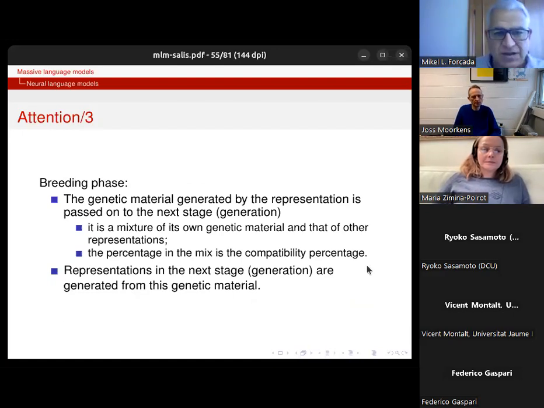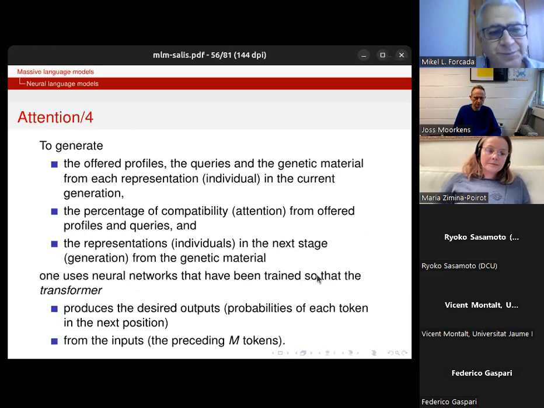So the genetic material generated is a mixture of my own genetic material and that of other representations, and the percentage in the mix is that compatibility percentage that the online dating service has generated for me. So this is used to generate the genetic material.